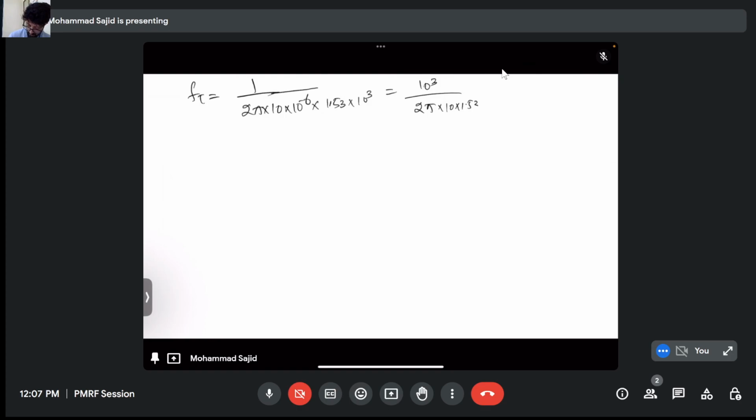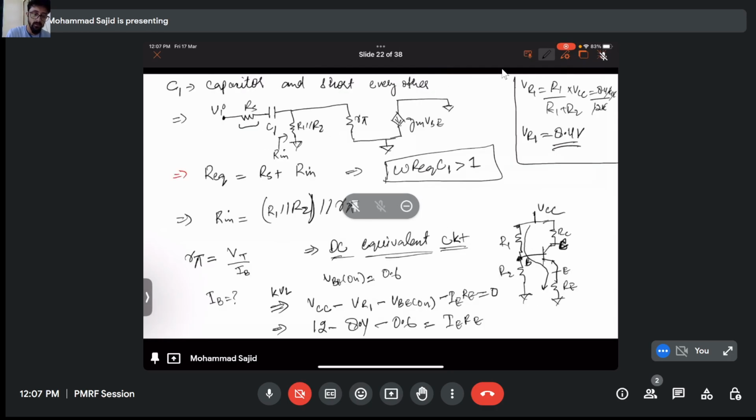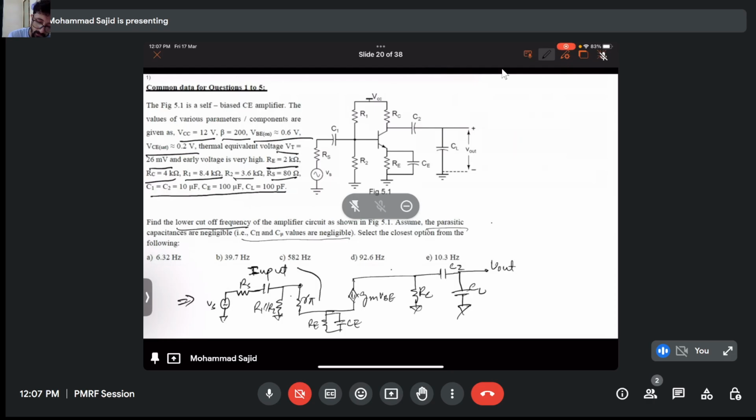1000 divided by 2, 3.14, divided by 10, divided by 1.53, comes out to be 10.4 hertz. So yes, this is the correct answer.